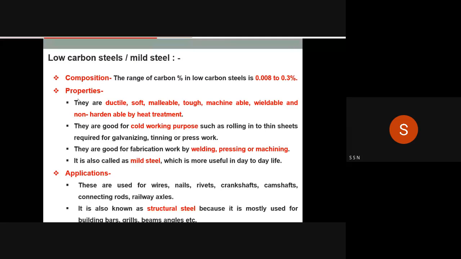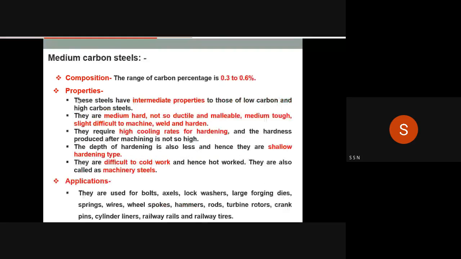A short note is asked in the exam. This is also useful for multiple choice questions. Next, the second type of plain carbon steel is medium carbon steel. In medium carbon steel, the percentage of carbon varies from 0.3% to 0.6%.